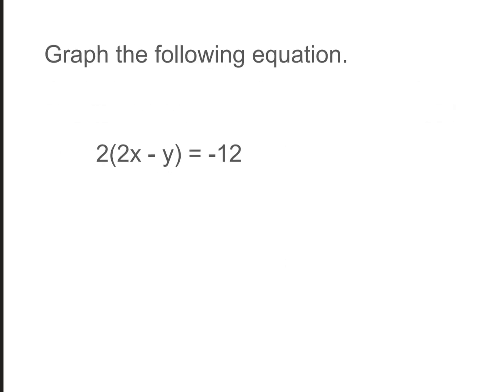All right, so not in slope-intercept form. We have to solve for y. Again, I'm tired to read. 2 times x is 2x. 2 times negative y is negative 2y.